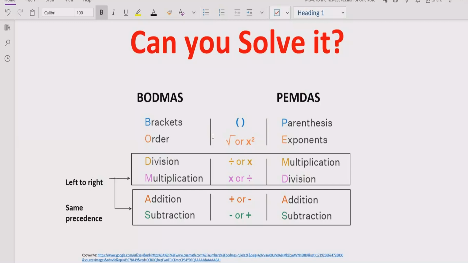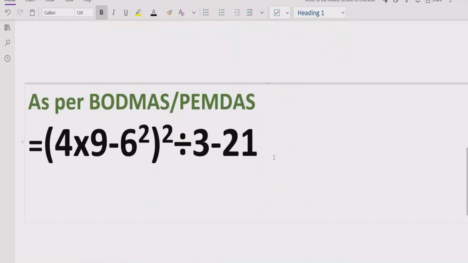Step number 3, you have to solve division and multiplication. Both have similar precedence, so you can solve any of them which is coming first. Similarly, for addition and subtraction, we have the same rule. We can solve addition first if it is coming first, and we can solve subtraction first if it is coming first. Now let's move towards solving the given expression.